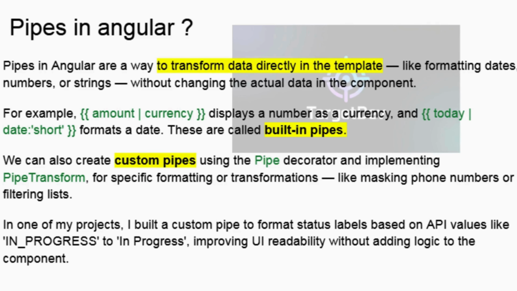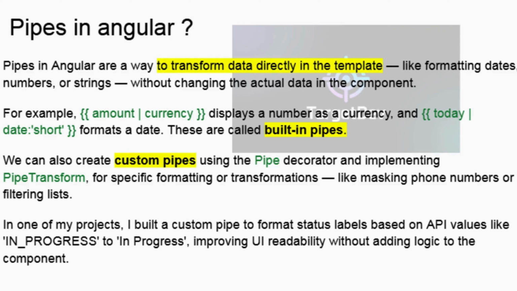Pipes are a way to transform data directly in the template, like formatting dates, numbers, or strings, without changing the actual data in the component. For example, amount | currency displays a number as currency, and today | date:'short' formats a date. These are called built-in pipes.